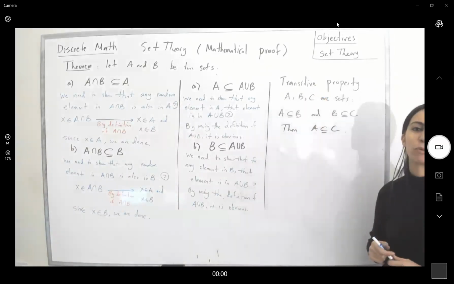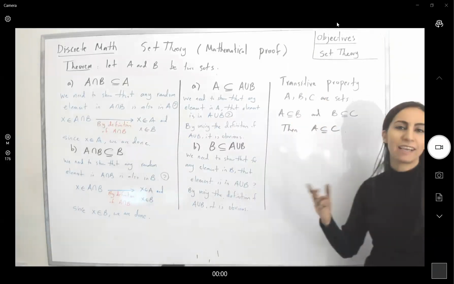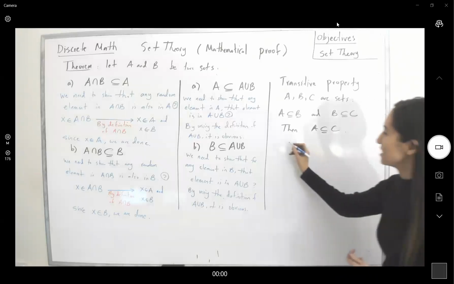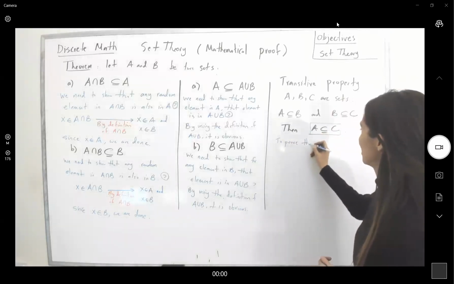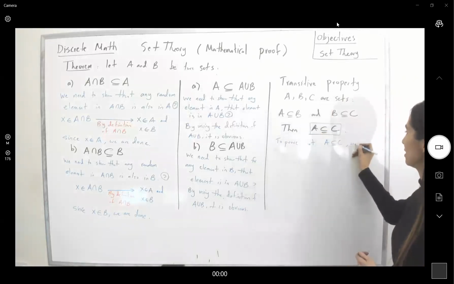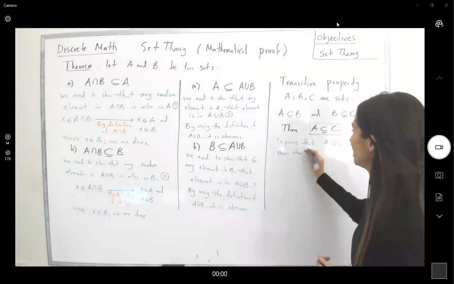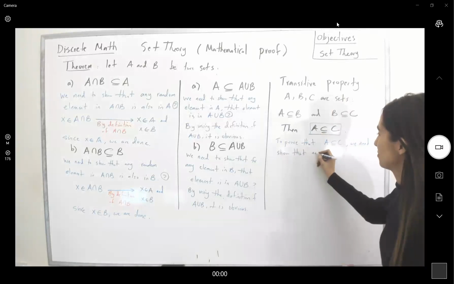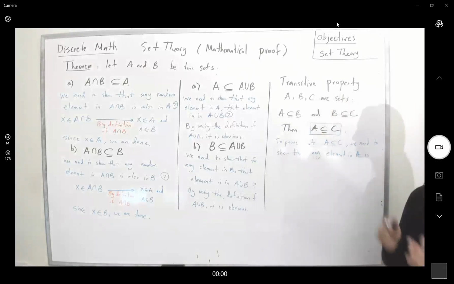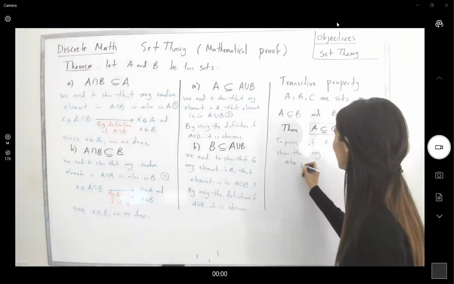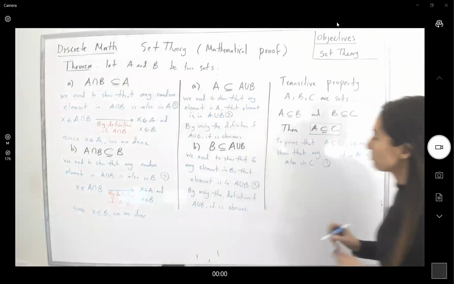What about the transitive property? If A is a subset of B, B is a subset of C, then A is a subset of C. So, to prove that A is a subset of C, we need to show that any random element, any element in A is also in C. But how do we prove that? How do we show that? We put these question marks here.